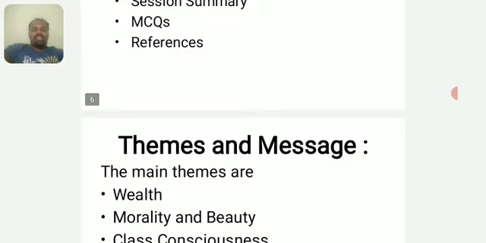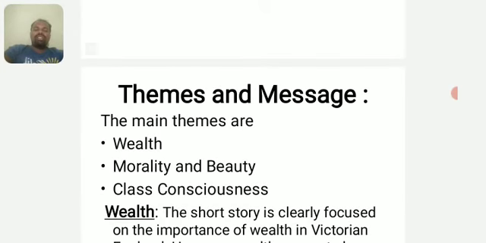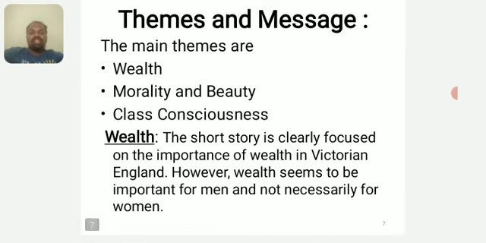Let's have a discussion about the first content, the themes and message of the story. What are the major themes of the story, and what message will we get after completely listening to it? The main themes are wealth, morality and beauty, and class consciousness. All these themes we find in this lesson, and let's discuss them one by one.